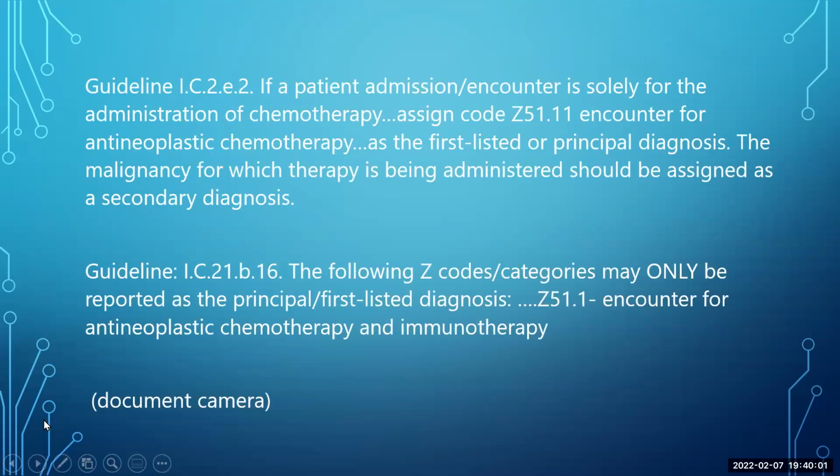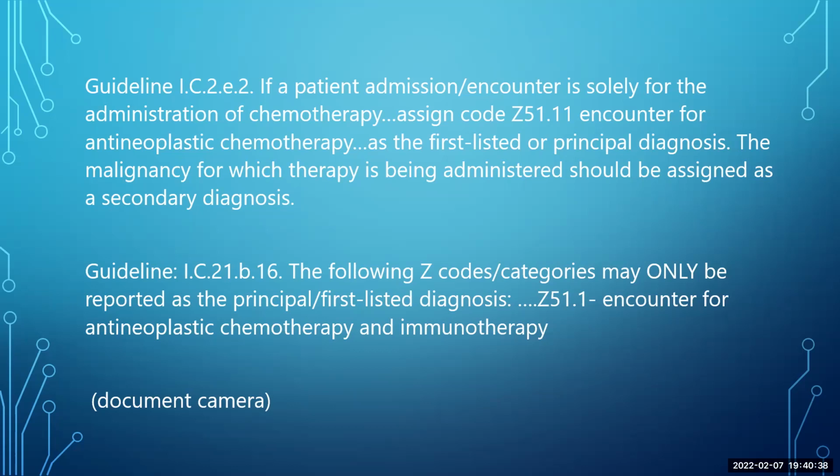All right, and we will get more into neoplasms or encoding cancer, but this is just kind of an introduction to it. So the guidelines that are most important here, there's a lot that are going to be important, but these are the two that I pulled as most applicable. Guideline 1C2E2 states if a patient admission or encounter is solely for the administration of chemotherapy, and I do say solely because the guideline has some additional conditions in there, assign code Z51.11, encounter for anti-neoplastic chemotherapy.